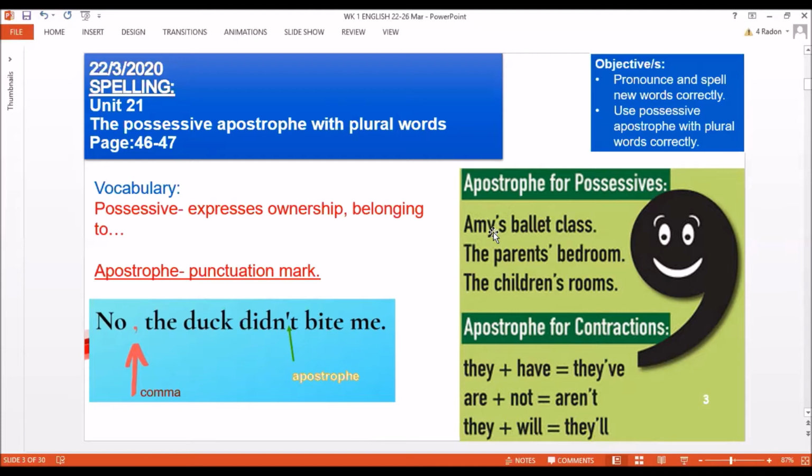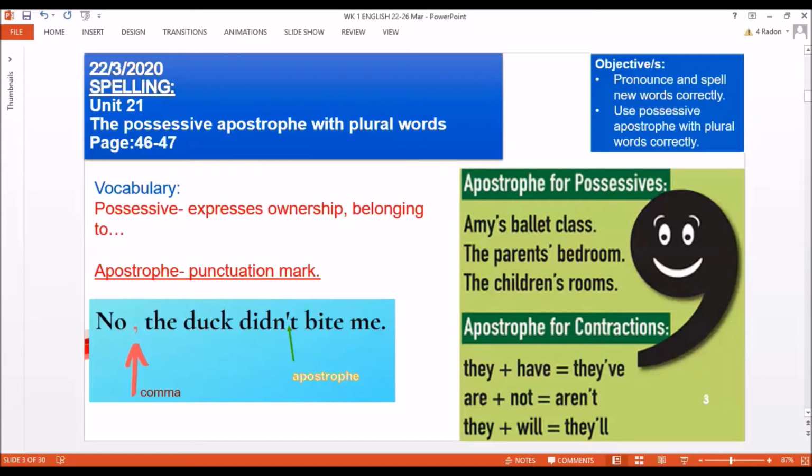For example, here, Amy's ballet class, the parents' bedroom, the children's rooms. So here we have the apostrophe to show who owns the bedroom, the parents. Who owns the rooms, the children. We will discuss that more later.